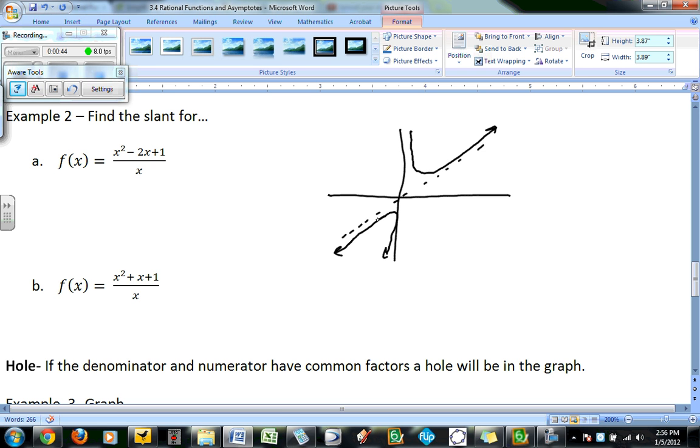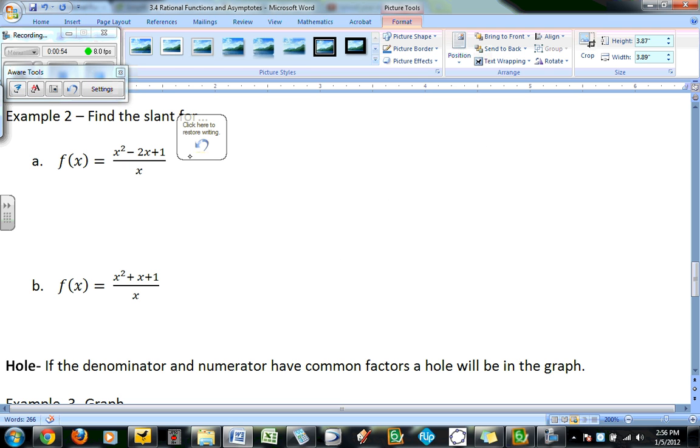That's possible to have a graph like that. So we know that when the numerator is exactly one bigger than the denominator, we're going to have a slant asymptote. And when we have a slant asymptote, we're going to have to divide, using long division, the numerator by the denominator. So I'm going to write the numerator here, x squared minus 2x plus 1, and I'm going to divide it by x. So I need to ask myself, what times x is going to equal x squared?